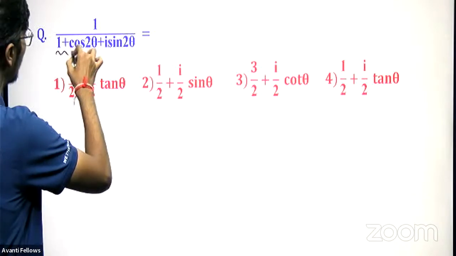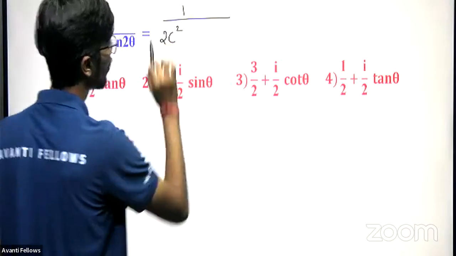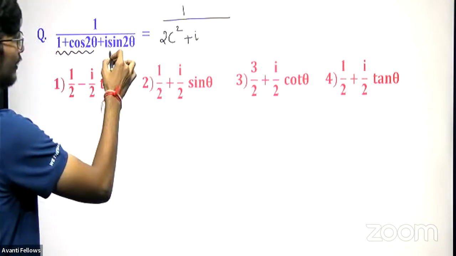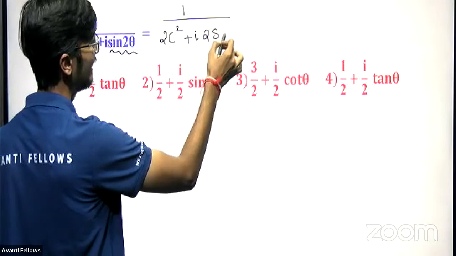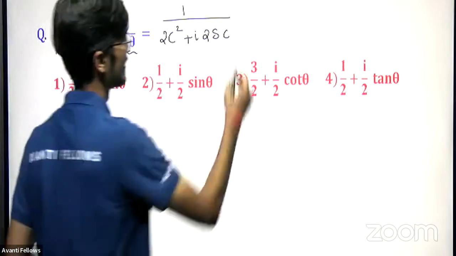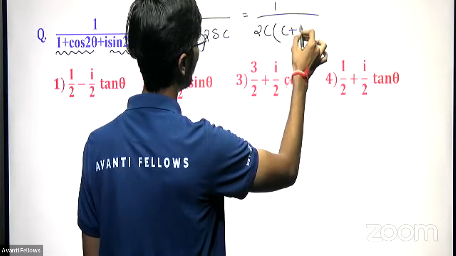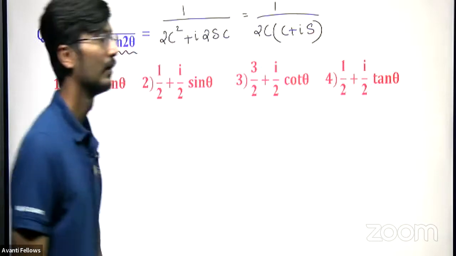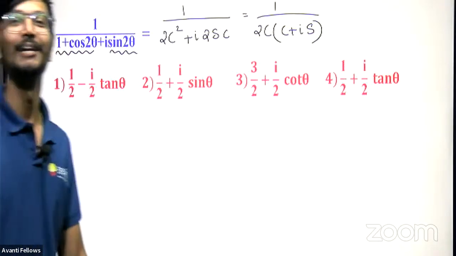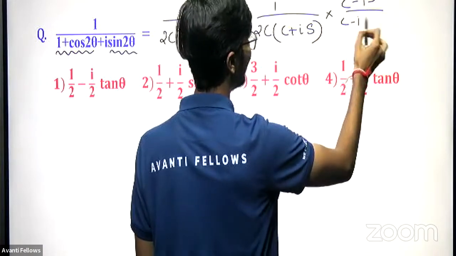So, what is 1 plus cos 2 theta? 1 plus cos 2 theta is 2 cos square theta, plus i times sine 2 theta. Sine 2 theta is 2 sine theta cos theta. Now, is something common? Yes. 2 cos theta is common. I'll get cos theta plus i sine theta. And whenever a complex number comes in the denominator, we multiply and divide by the conjugate. So I'll multiply by cos minus i sine upon cos minus i sine.